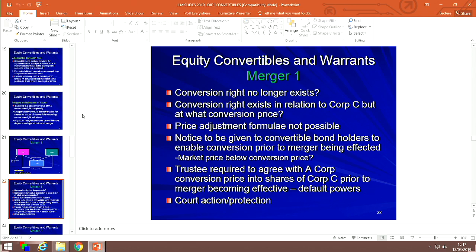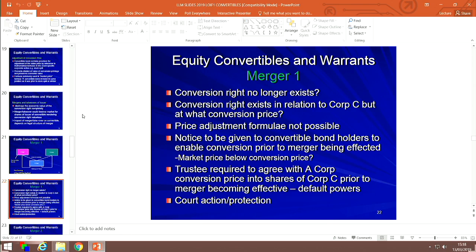So usually to deal with this scenario, a convertible bond would include a provision for a trustee. Trustee being given the power, like an ordinary bond issue, bond trustee, with additional power, whereby it is required to agree with the issuer, A, that if it is going to merge in circumstances where it will cease to exist, then A will be required to agree a conversion price with the trustee as to what price C, not A, C, the new corporate entity, will agree to the conversion of the convertibles issued by A, but into the new shares of C Corporation, which means that the trustee has to negotiate with A for a price agreement with C.